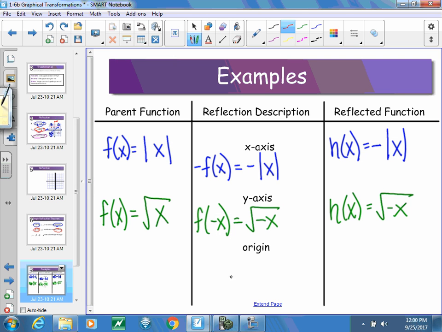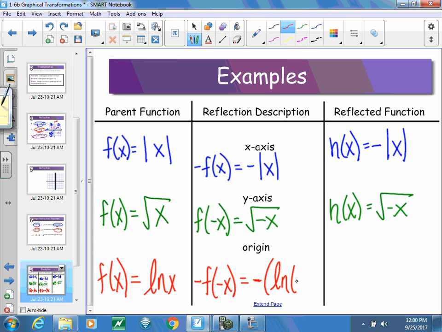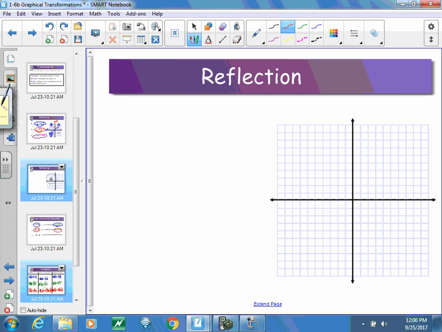Let's try looking at something going through the origin. Let's take f of x is equal to the natural log of x. So here I'd be taking the negative of f of negative x. So in doing that, I'd be taking the negative of the natural log of negative x. So now h of x would give me negative natural log of negative x. All right, let's take a look at a couple.